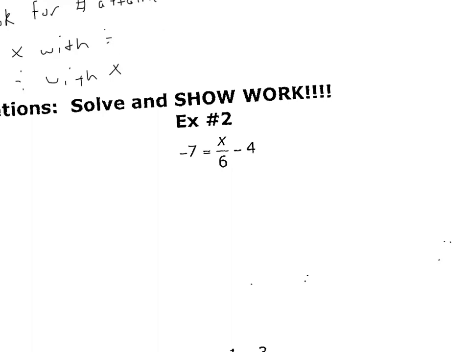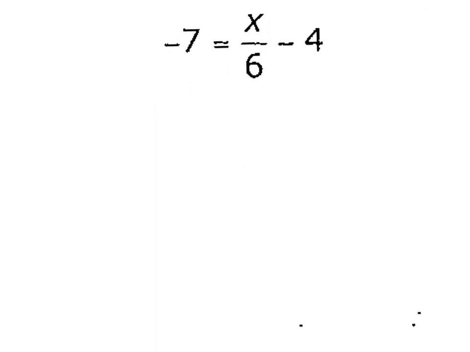Let's try another one. Let's start with step 4, getting rid of addition and subtraction. This time you have subtraction, so you need to get rid of that with addition. You're going to add 4 on both sides. That gives you negative 3 equals x over 6. Then you do step 5, which is to get rid of multiplication or division.